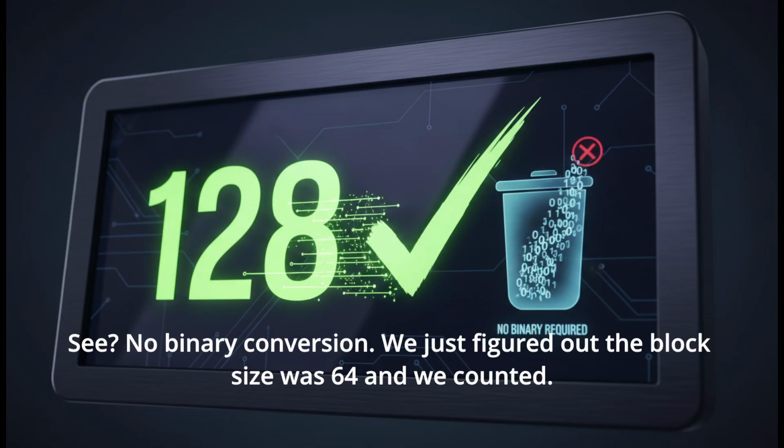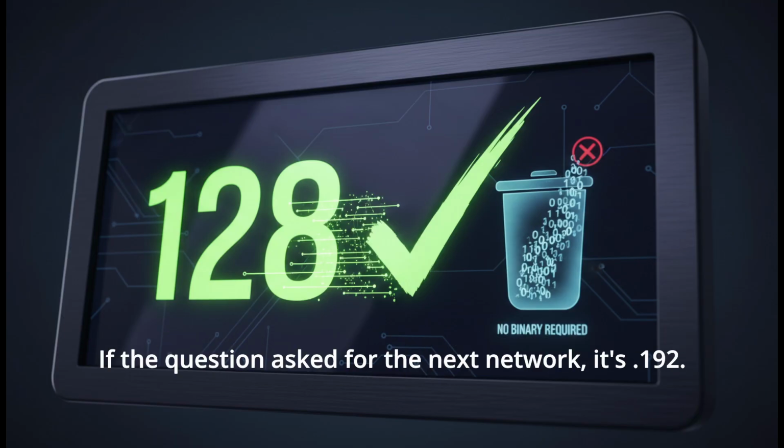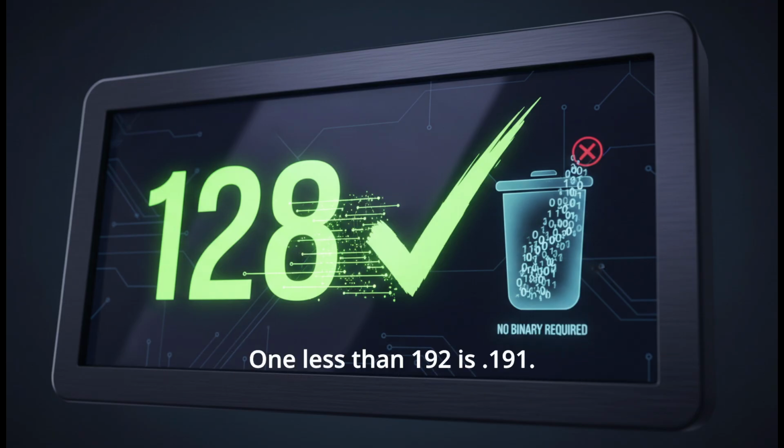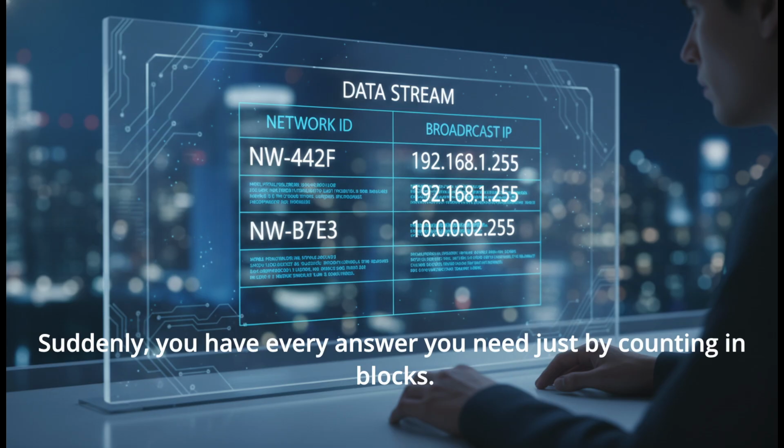We just figured out the block size was 64 and we counted. If the question asked for the next network, it's .192. If it asked for the broadcast address of our current network, it's one number less than the next network. 1 less than 192 is .191. Suddenly, you have every answer you need just by counting in blocks.